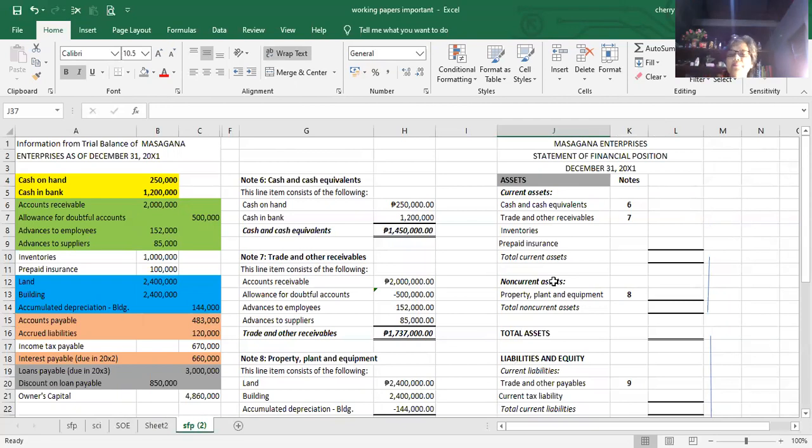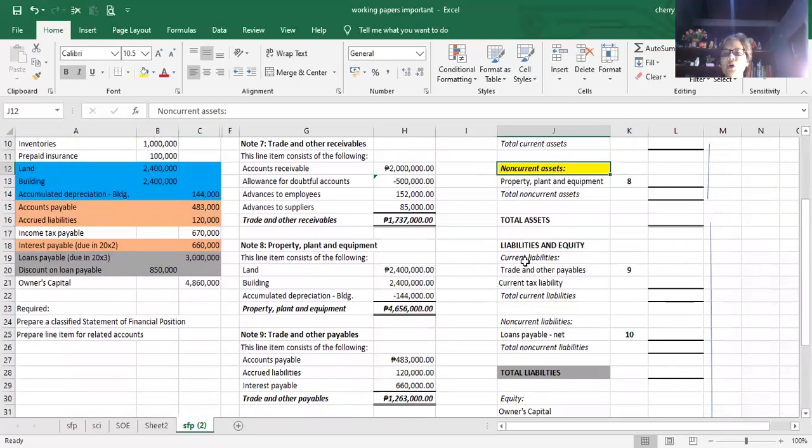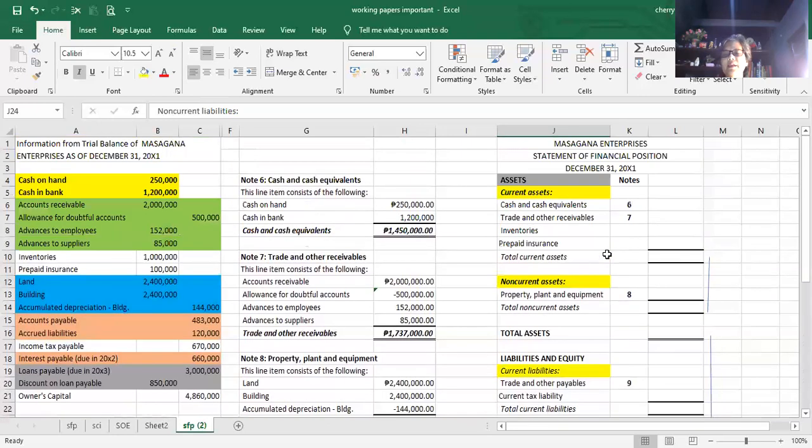So let's go to the current assets. What we are going to prepare is a classified balance sheet or classified statement of financial position. So assets should be classified into current assets and non-current assets. What else? Liabilities should be classified into current liabilities and non-current liabilities. Okay? That is the procedure.